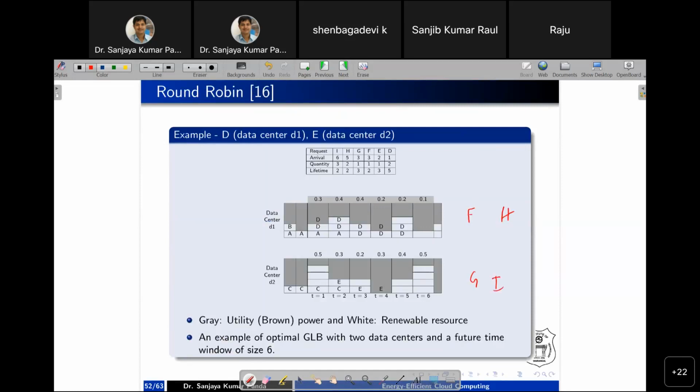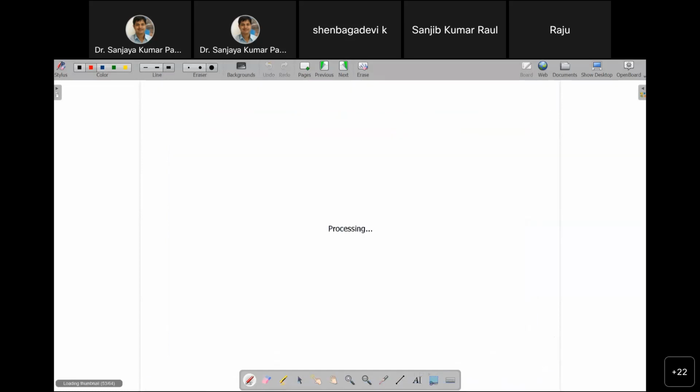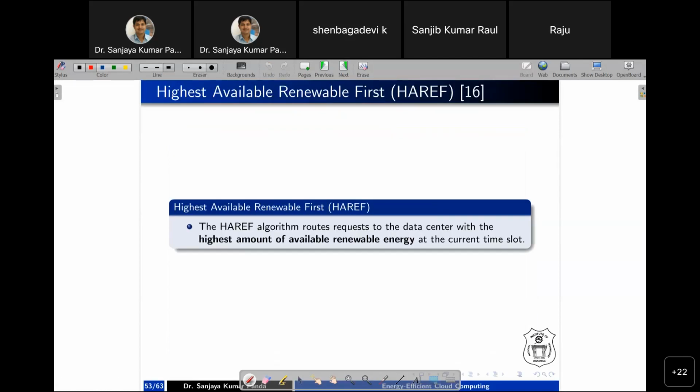So it is not a good assignment, because you are not looking into renewable energy as well as non-renewable energy. Simply you are assigning by following a particular order. That is also not good. There is another algorithm called HAREF, highest available renewable first. While you are assigning user requests to different resources, you have to check in which resource you are getting more renewable energy. That resource you have to assign to the particular request.